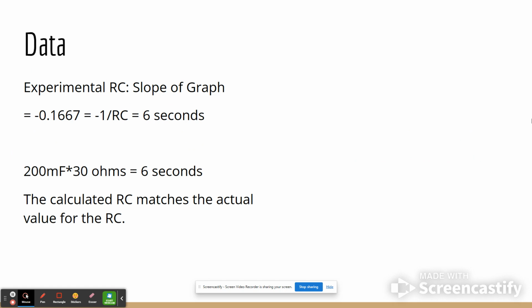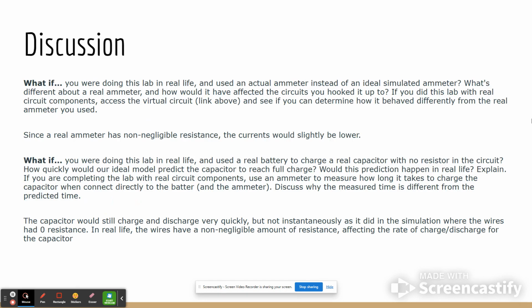For the data recorded, the experimental RC, the slope of the graph was found to be negative 0.1667, which is equal to negative 1 divided by RC, which gives around 6 seconds. The 200 mF times 30 ohms is also equal to around 6 seconds. Sorry, I am very tired. The calculated RC matches the actual value for the RC recorded.